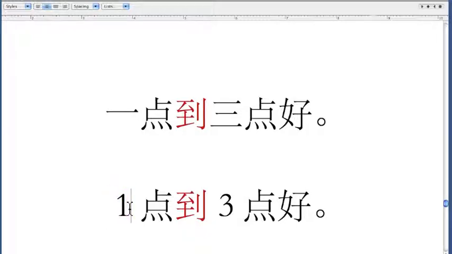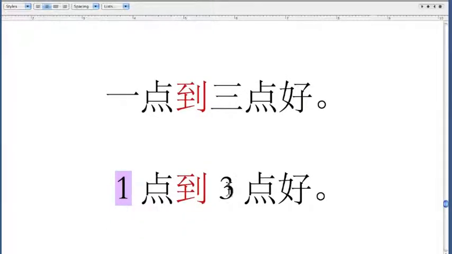Now in China, it's actually more common to use the Arabic numerals, these regular numbers that we see used in English as well. And so this sentence up here is identical to this sentence down here, but I've just replaced the Chinese characters for the numbers with Arabic numerals. 一点到3点好. 1 o'clock to 3 o'clock is good. 一点到3点好.